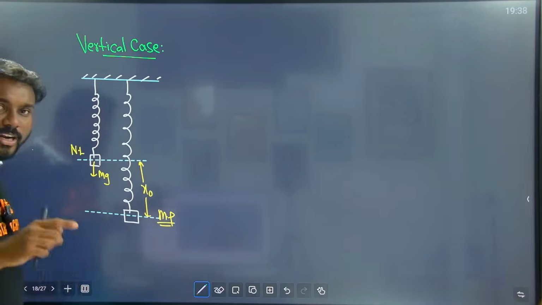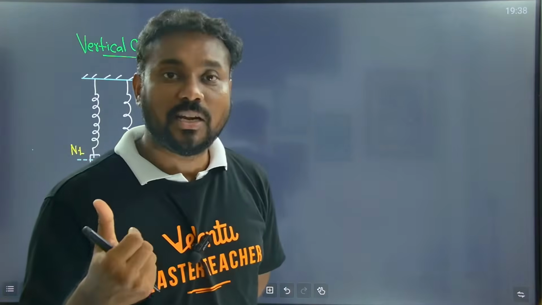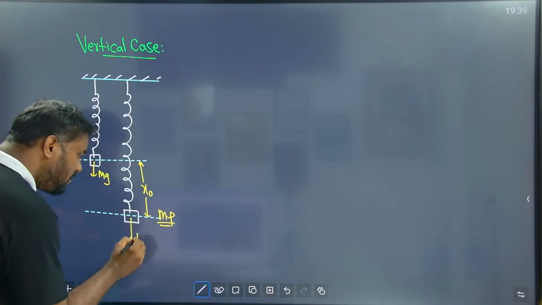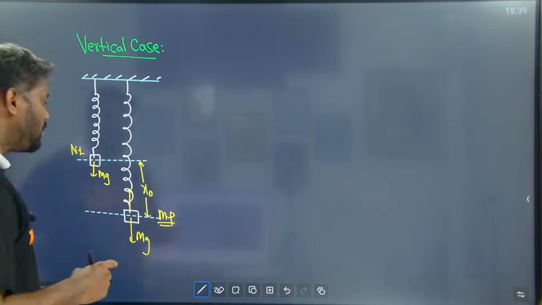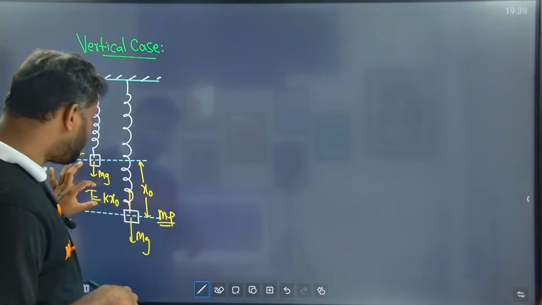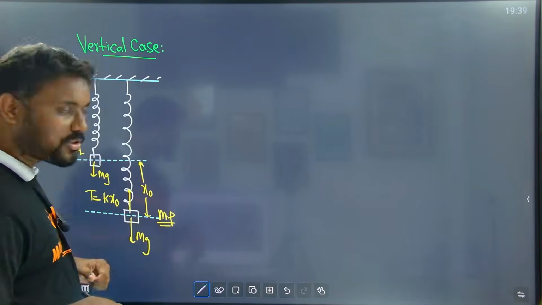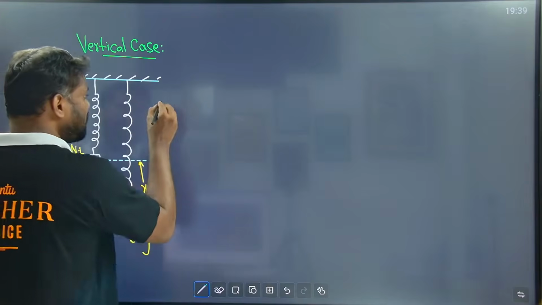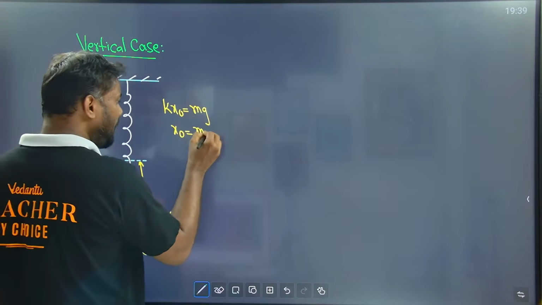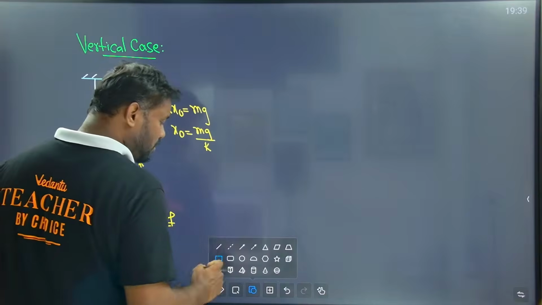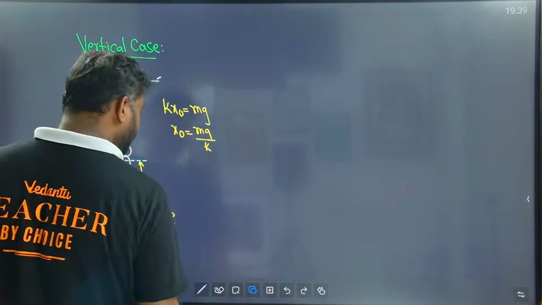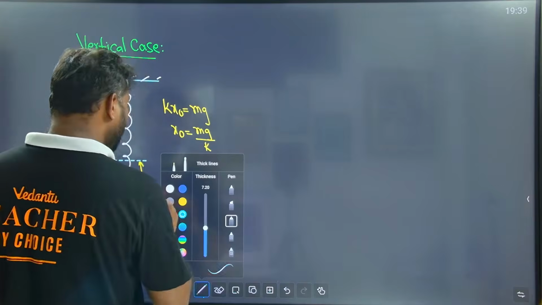At the mean position, can we calculate the value of x0? We can ask the question: what is the extension of the spring at the mean position? How can we calculate it? Now mg is equal to the tension. They will be equal. So what can we say the tension of the spring is? It is k into x0. Because k is the spring's tension, the restoring force is the spring's tension. So kx0 is equal to mg. Then x0 is equal to mg divided by k. This is the mean position extension, because of the weight of the object.